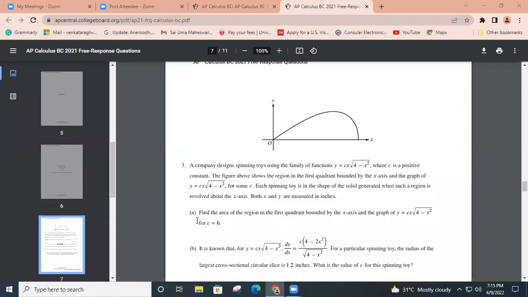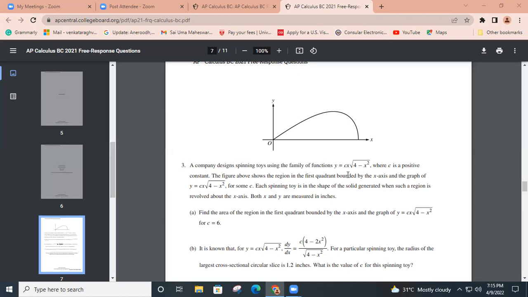For some c, each spinning toy is in the shape of a solid generated when such a region is revolved around the x-axis. So they're telling that some volume is formed when this function is rotated about the x-axis, and the units for x and y-axis are inches. Under these conditions, they're asking, find the area of the region in the first quadrant bounded by the x-axis.